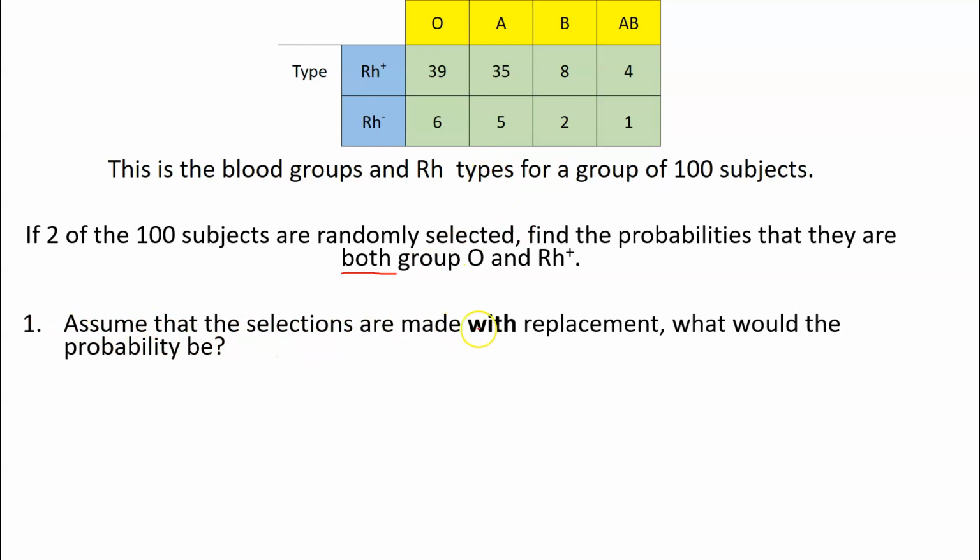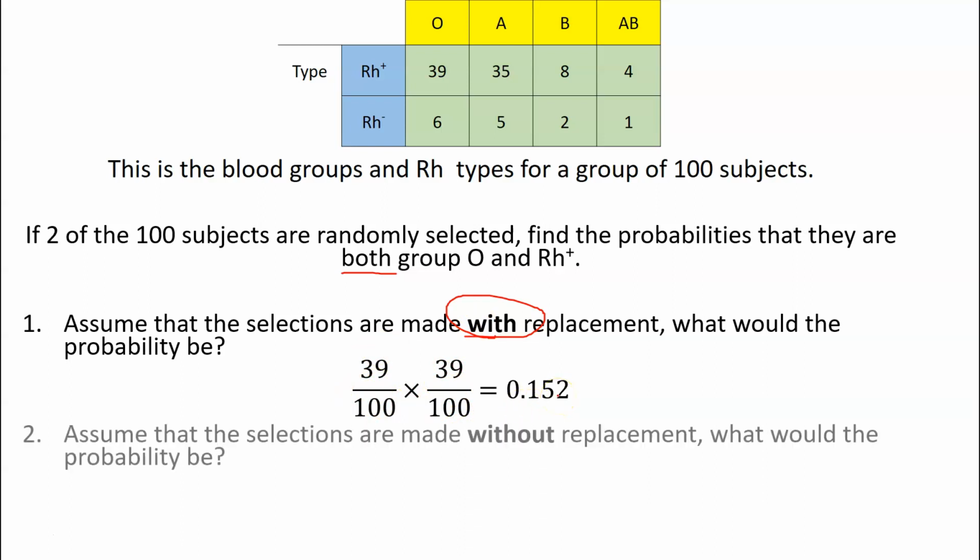Assume that the selection is made without replacement. What would the probability be? So if they did not put them back, so we had 2 of them. Oh, sorry, excuse me, with replacement. So if they selected them and then put that person back in, it's 39 out of the 100. And then because they put that subject back in, it was still 39 out of the 100. If this had been without, then the second one would have been only 38 people left out of 99 people. But since it was with replacement, we end up with 15.2%.